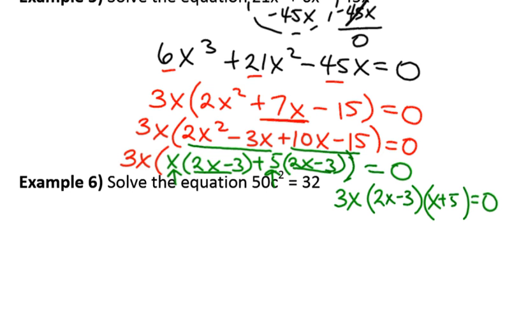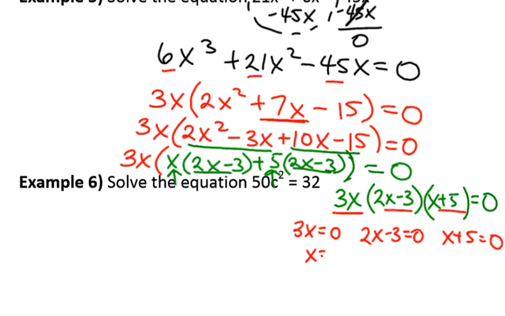Now that we've factored completely, the last step is really easy. I'm equal to 0, and I have 3 separate factors. Those 3 separate factors, I'm going to write out separately and say those are equal to 0. So 3x equals 0, 2x minus 3 equals 0, and x plus 5 equals 0. When I solve, you get x equals 0. x equals, if you add 3, then divide by 2, you get 3 halves, and x equals negative 5.